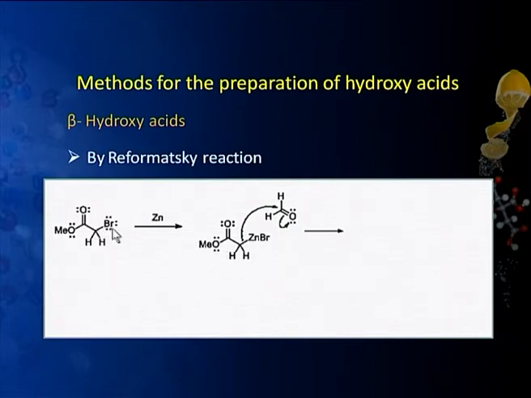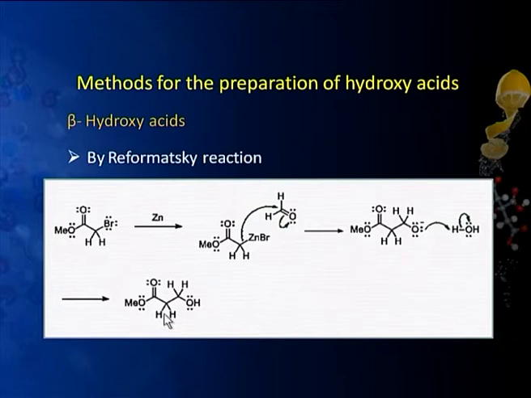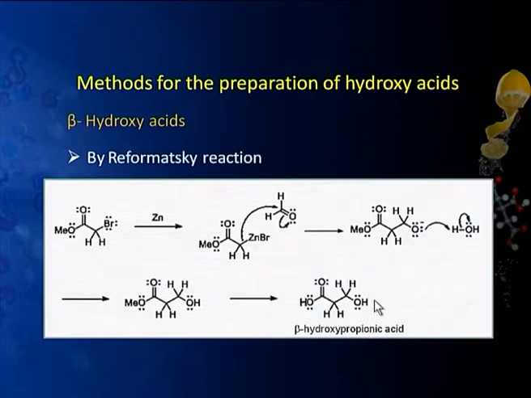This C-Br bond breaks, it gets converted into ZnBr, and then this carbon to which ZnBr is attached is an anionic carbon, attacks this carbon of aldehyde or ketone, and we can get these type of compounds here. Here initially it is OZnBr, which on treatment with water is substituted by OH, and we specifically get beta hydroxy esters in this method, and then these esters can be hydrolyzed to give beta hydroxy acids. This particular example leads to the formation of beta hydroxy propionic acid.